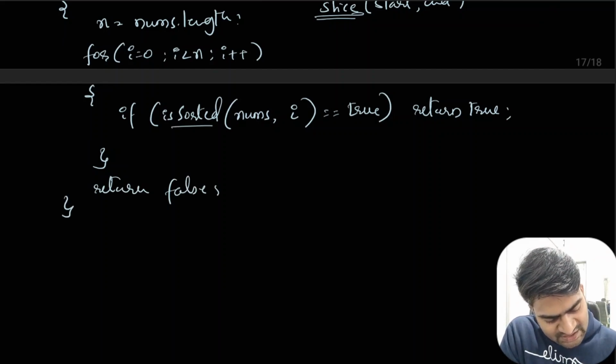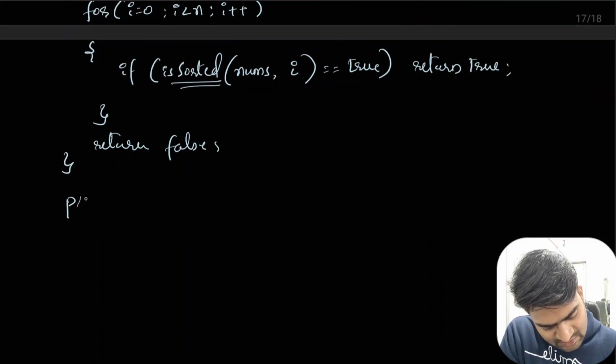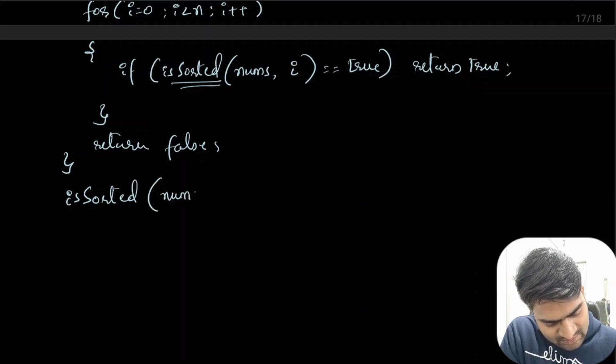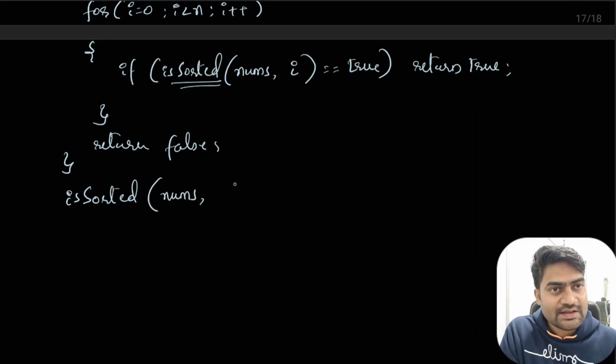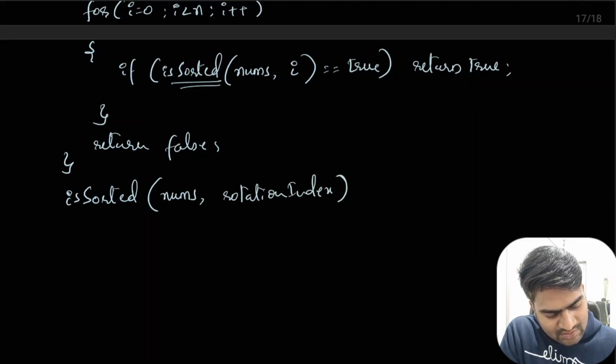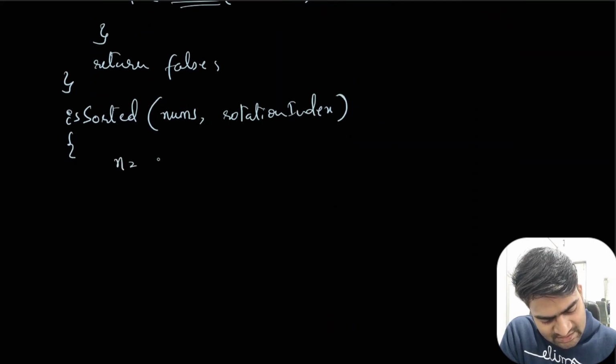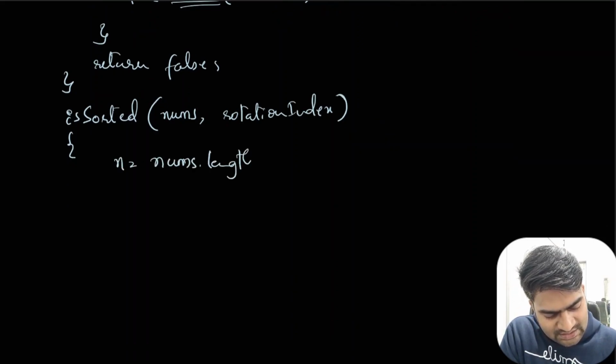So now we need this isSorted method, so we will write that. I don't mention any type here. I'll simply take isSorted and we get the nums array and also the rotation index. Now how do we check? Let us again take n equal to nums dot length.